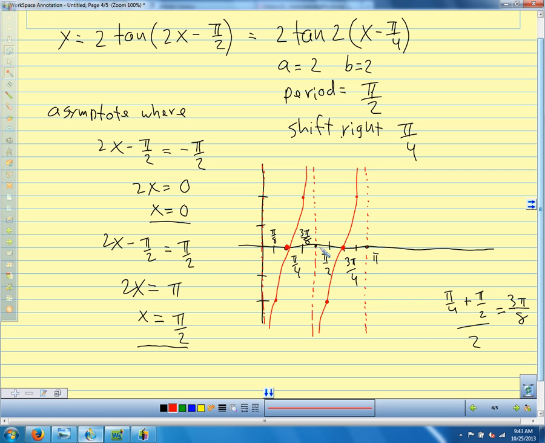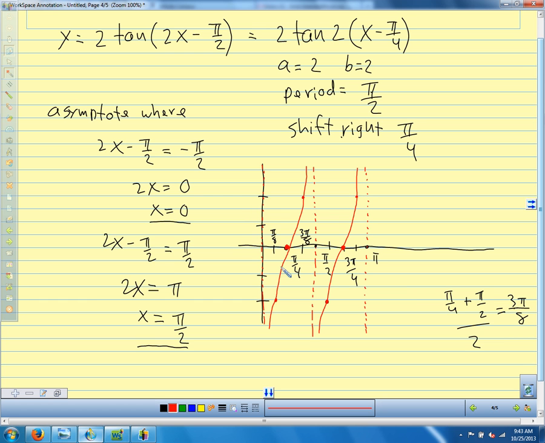And the distance between successive asymptotes is our period, pi over 2. The distance between successive intercepts is pi over 2. So we've done everything correctly. We've shifted right by pi over 4. So our graph checks with what the information tells us. So questions on that one? So lots of dividing things by 2 when we're dealing with tangent functions, finding the middles of things.